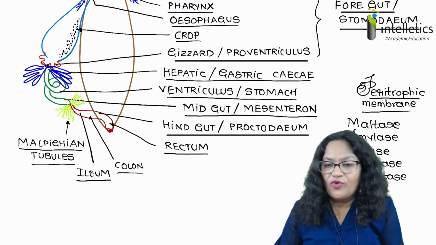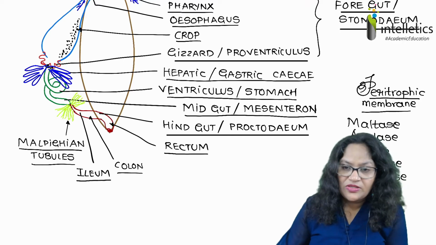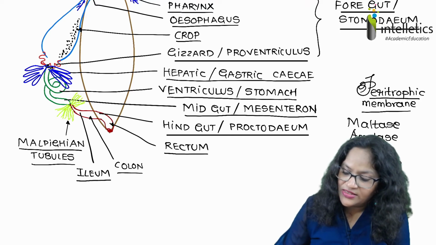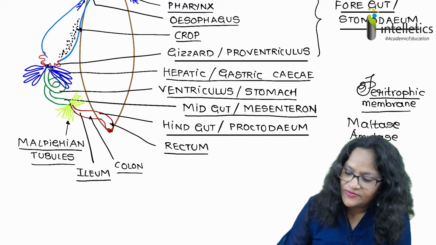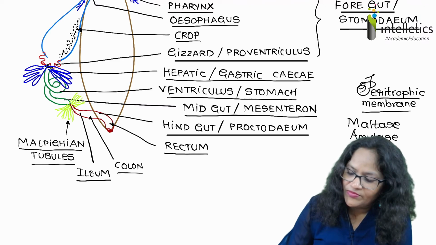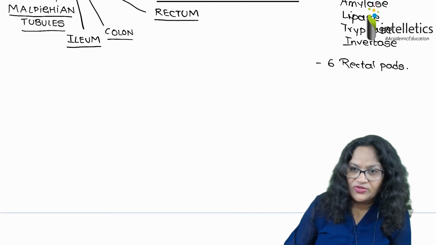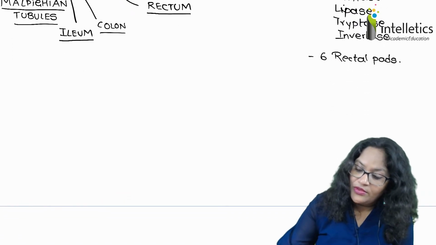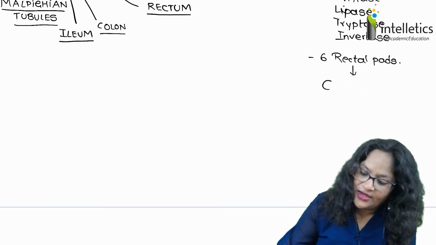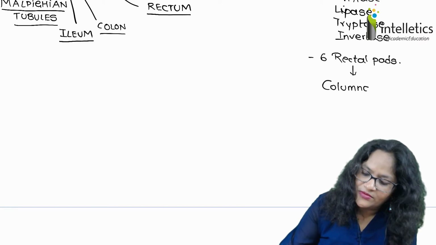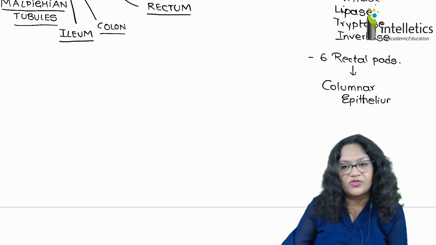Now, again, before I go ahead, the rectum is internally lined by 6 rectal pads. Basically, it is lined with columnar epithelium. I shall just scroll it up here. These rectal pads are lined with columnar epithelium. Now, what will be the significance or the importance of this?